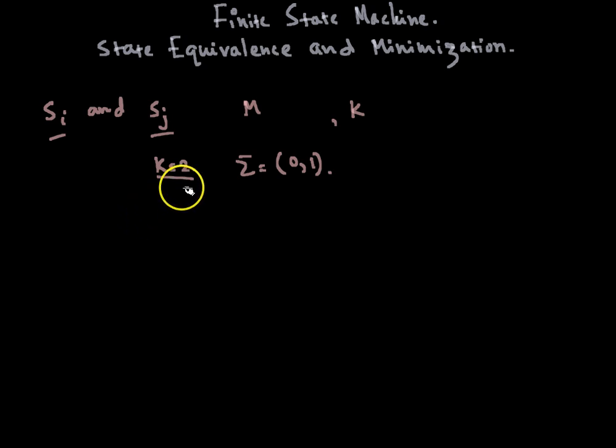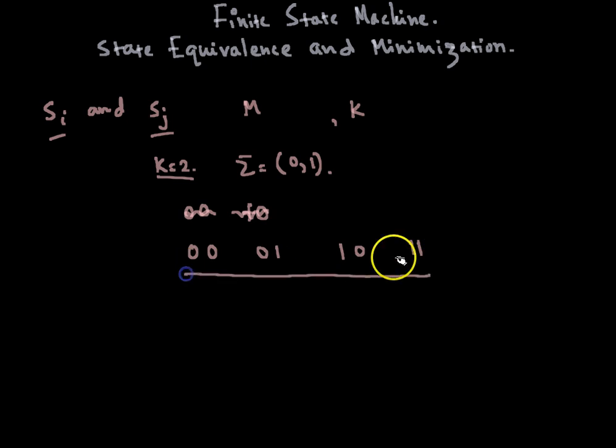Now if the input string is of length 2, then the possible input strings are something like this. Obviously these are the only possible input strings with length 2: 1 0, 0 0, 0 1, and 1 1. These are the 4 possible input strings with length 2 over the binary alphabet 0 and 1.